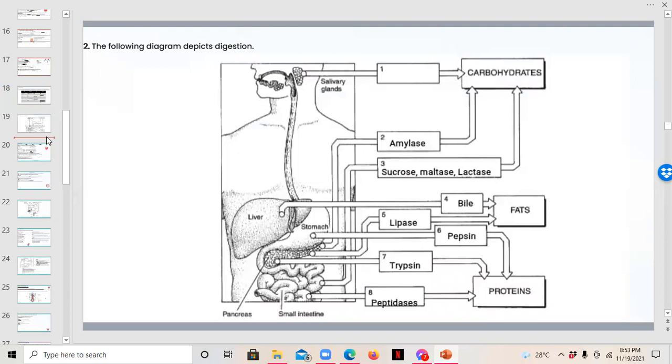Number 2. The following diagram depicts digestion.